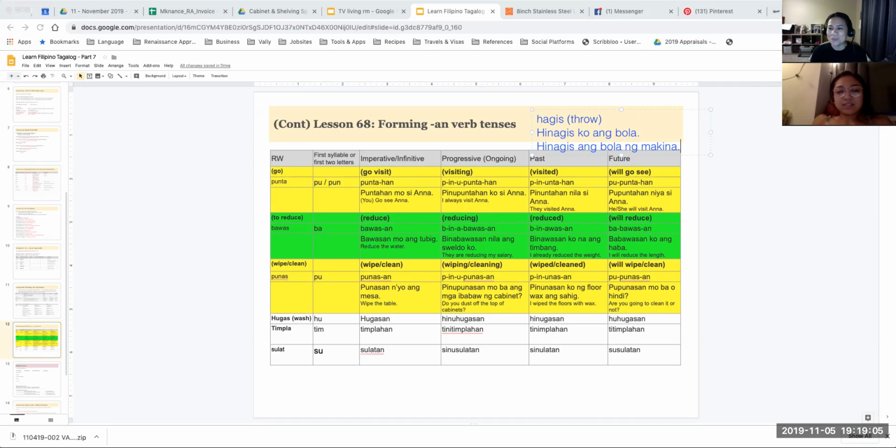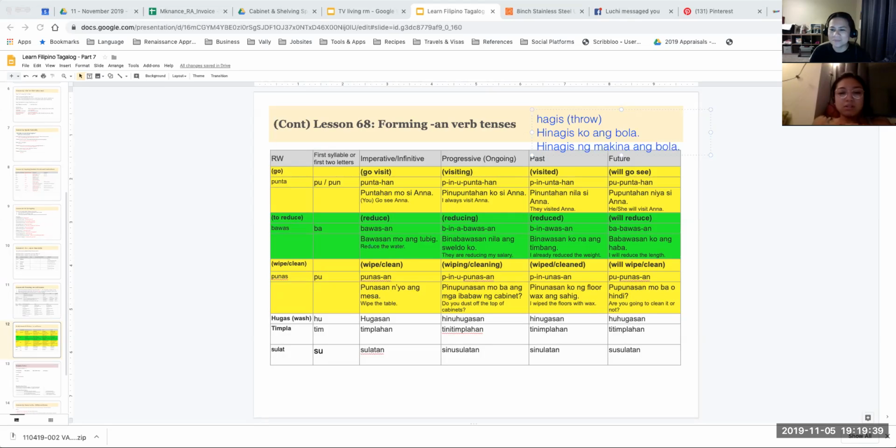So ng is still out of focus. It could also mean by or with. You can switch that too. You can also say hinagis ng makina ang bola. Just order, if you want. Hinagis ng makina ang bola. Same thing.